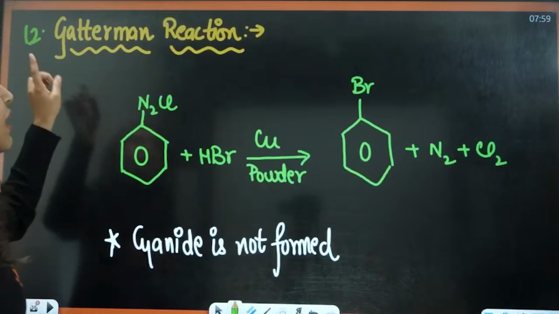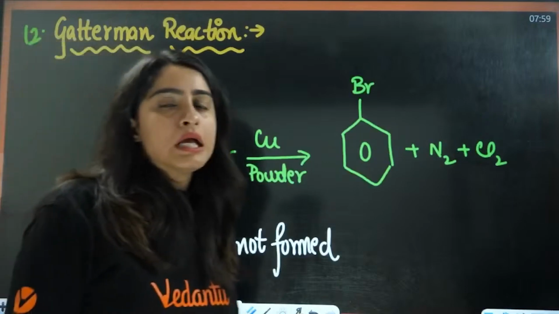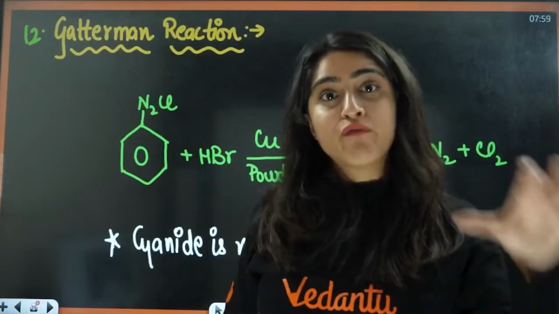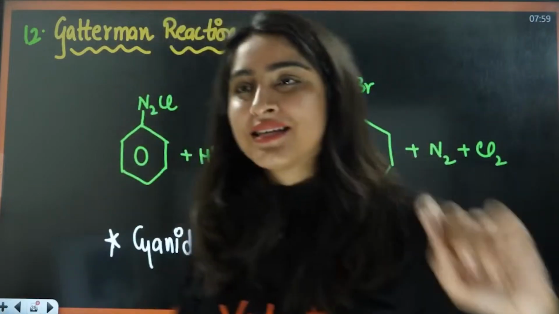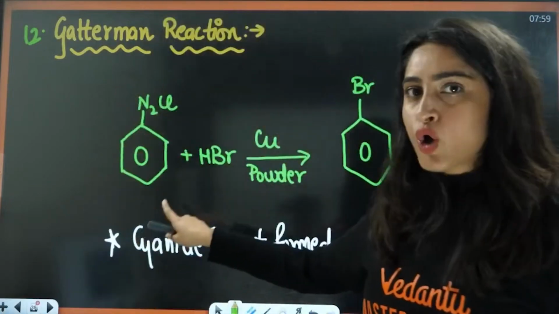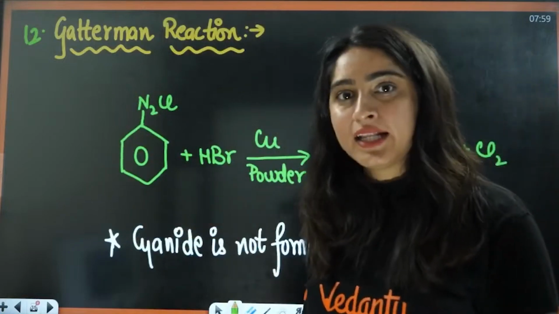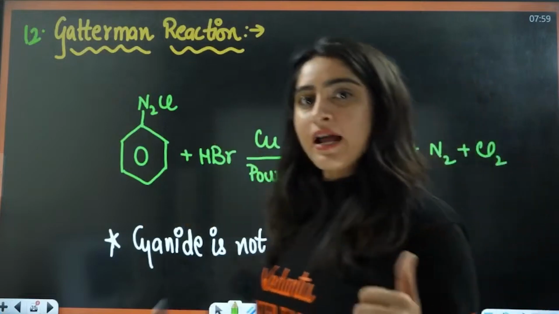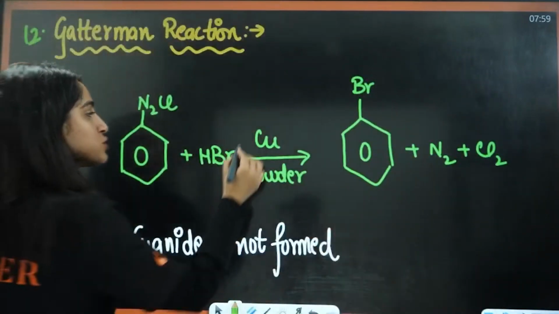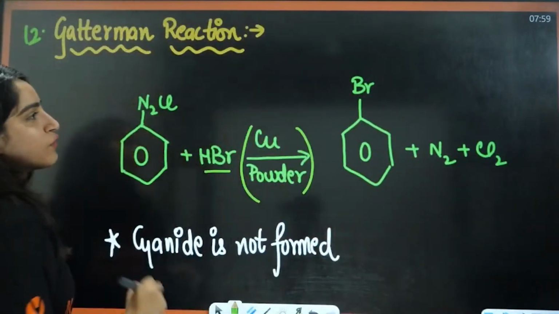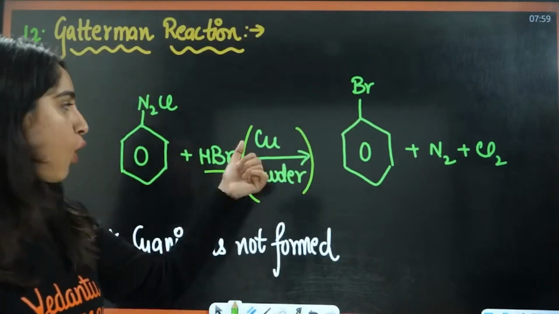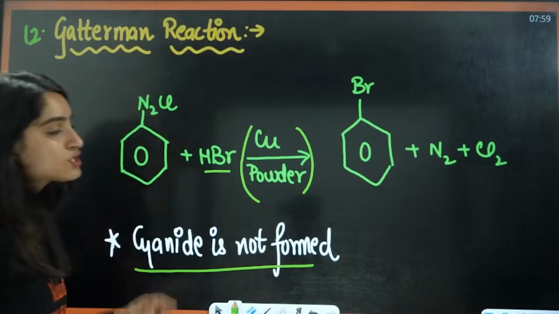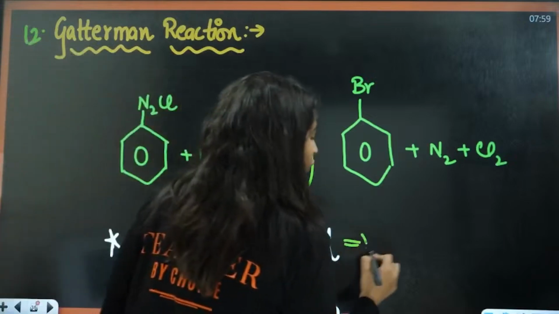Next, bacha, we have Gattermann reaction. There is difference between Gattermann and Gattermann-Koch. In Gattermann-Koch reaction, you have benzene to benzaldehyde. This is your diazonium salt that you will form from aniline, right? Add HBr. If you are talking about Gattermann reaction, just add copper powder here, that is copper powder plus HBr, you will have bromobenzene. If you add copper powder plus HCl, you will have chlorobenzene. Cyanide is not formed here. That means you cannot form this thing.